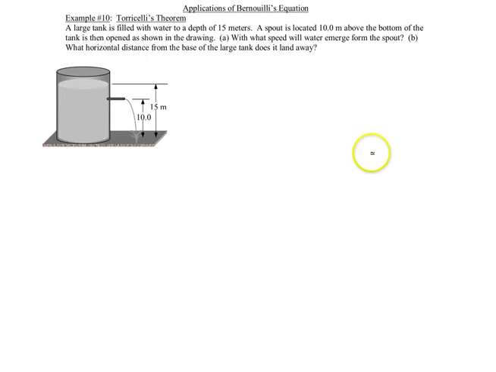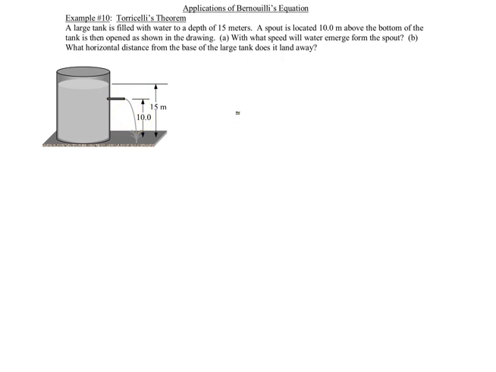Okay, welcome to example number 10. This is called Torricelli's theorem. We have an example of a large tank filled with water. It has a depth of 15 meters from here all the way down to the bottom. There's a spout located 10 meters from the base of the ground. And what we're looking for is the speed that the water would eject through this spout.